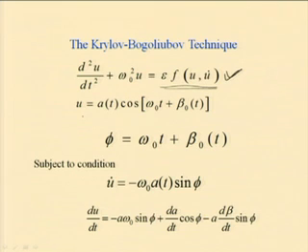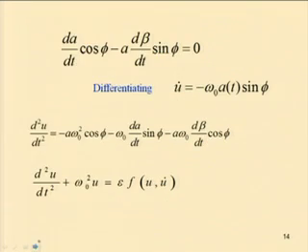Krylov and Bogoliubov assumed that u dot can be written in this form: u dot equal to minus omega 0 a(t) sin phi. Then du by dt equal to minus a omega 0 sin phi plus dA by dt cos phi minus a d beta by dt sin phi. Following this way, one can write d square u by dt square equal to minus a omega 0 square cos phi minus omega 0 dA by dt sin phi minus a omega 0 d beta by dt cos phi.